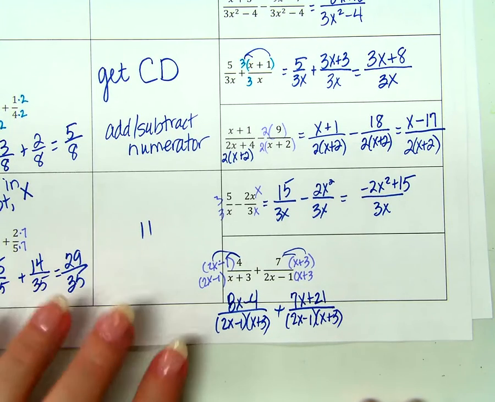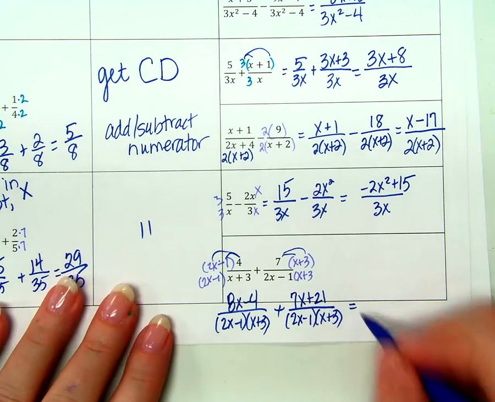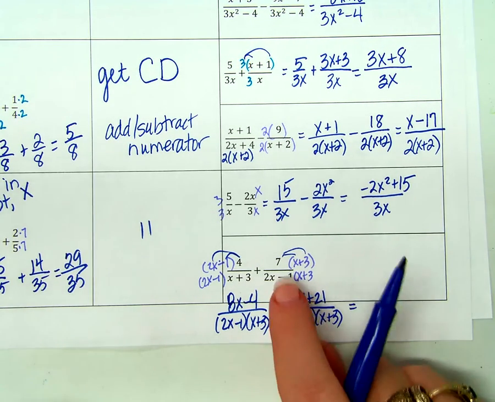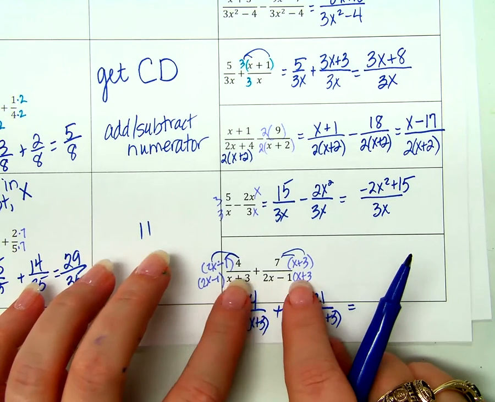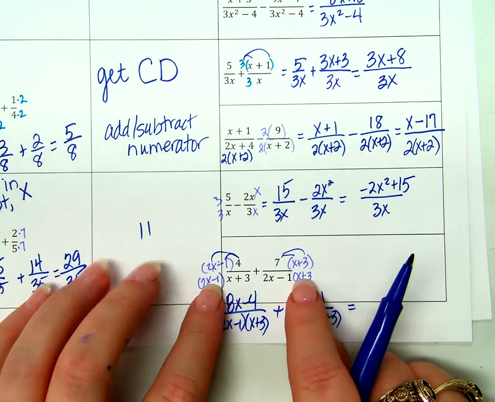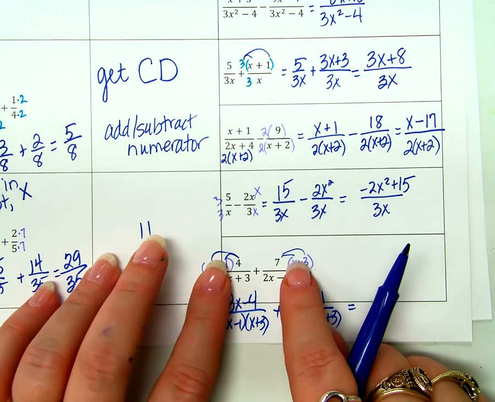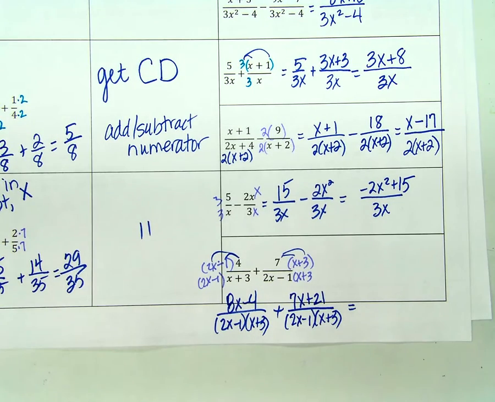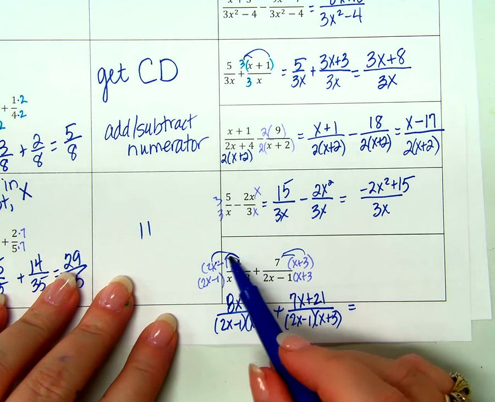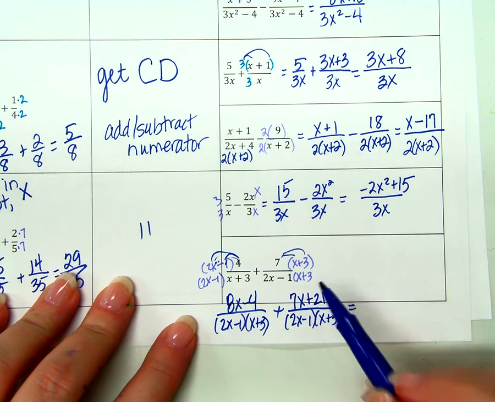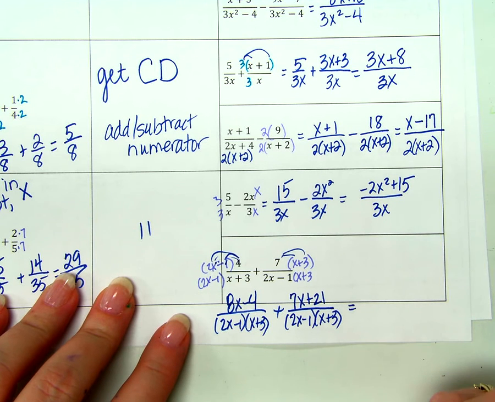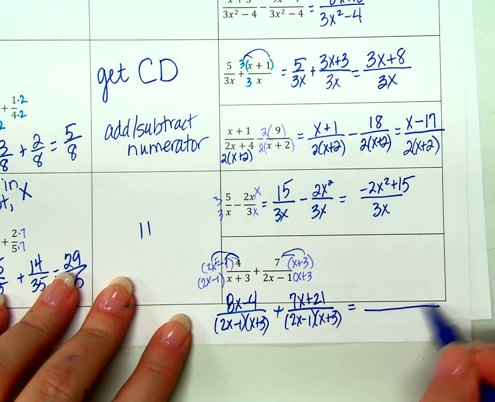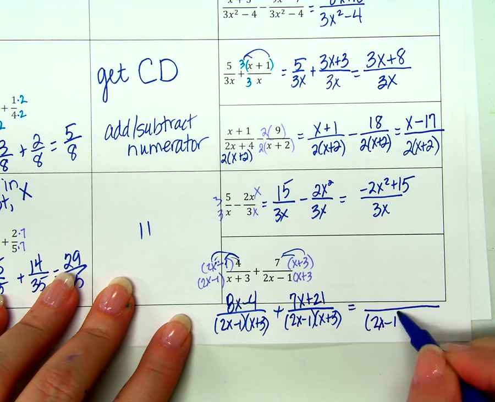You okay? They both needed the other one. This one needed a 2x minus 1. This one needed an x plus 3. If I multiply the denominator by it, I have to multiply the numerator by it so that I'm multiplying each fraction by a value of 1. I distributed the numerator to the thing I was multiplying by and got 8x minus 4. I distributed this numerator to the thing I was multiplying it by and got 7x plus 21. Now all that's left for me to do, 2x minus 1 times x plus 3.